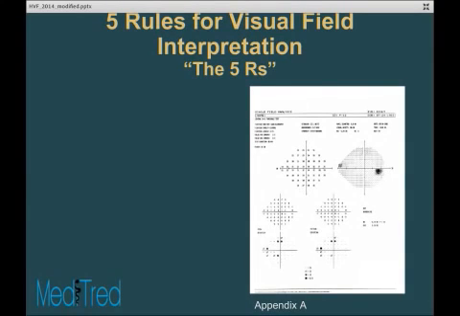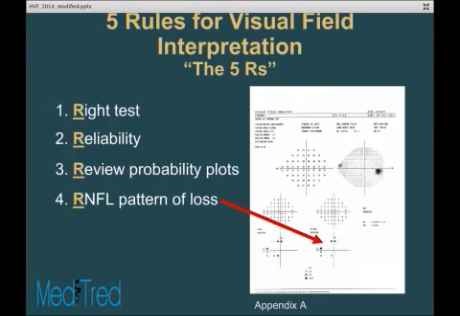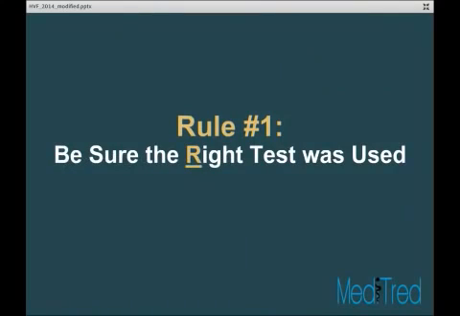We'd like to present 5 rules for interpretation of visual fields. We're calling them the 5 R's. Was the right test performed? Is the test reliable? The probability plots need to be reviewed. Does the pattern of loss correspond to the retinal nerve fiber layer? And you need to reaffirm the diagnosis of glaucoma or something else that could cause a visual field defect.